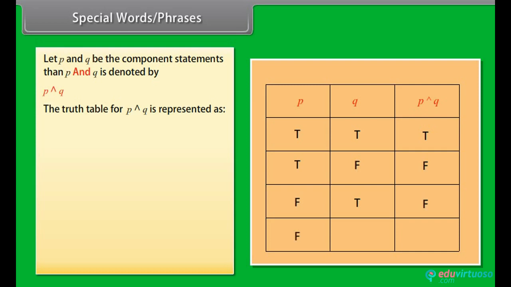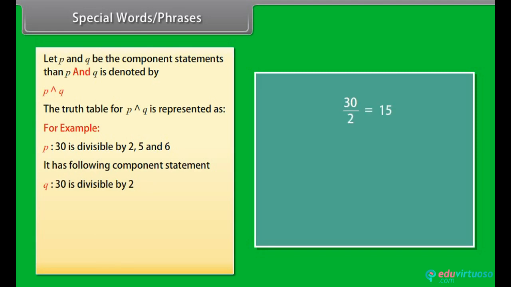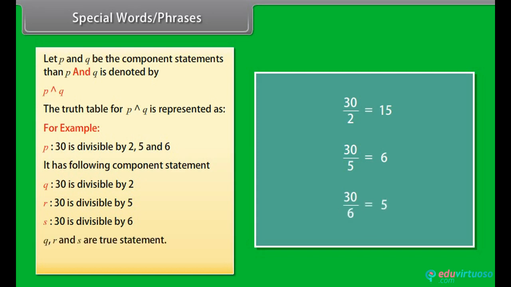For P false and Q false, P and Q is false. For example, P is a statement that 30 is divisible by 2, 5 and 6. It has the following component statements. Q is a statement that 30 is divisible by 2. R is a statement that 30 is divisible by 5. S is a statement that 30 is divisible by 6. Q, R and S are true statements. Also, P is a true statement.